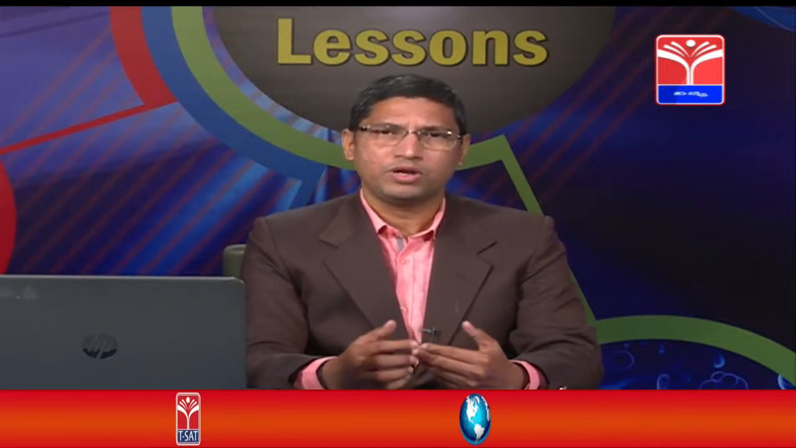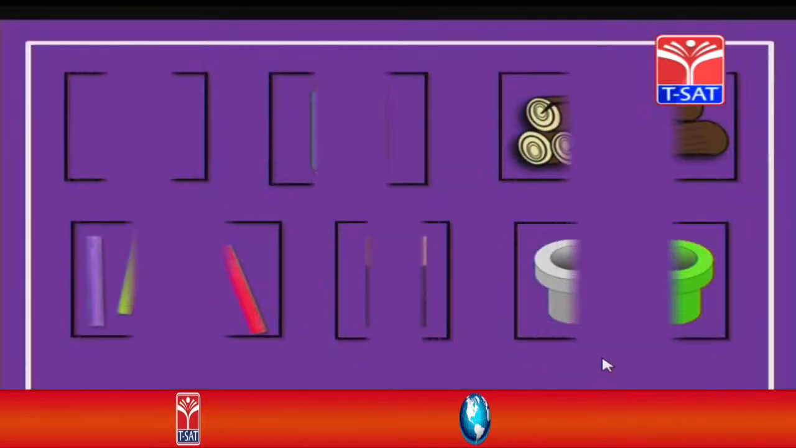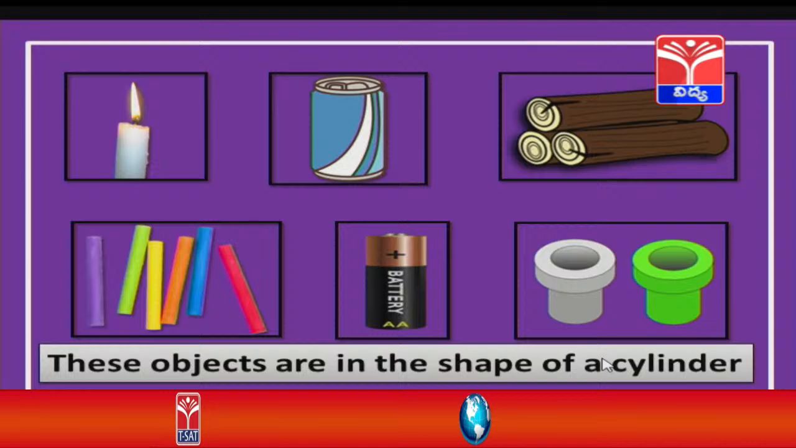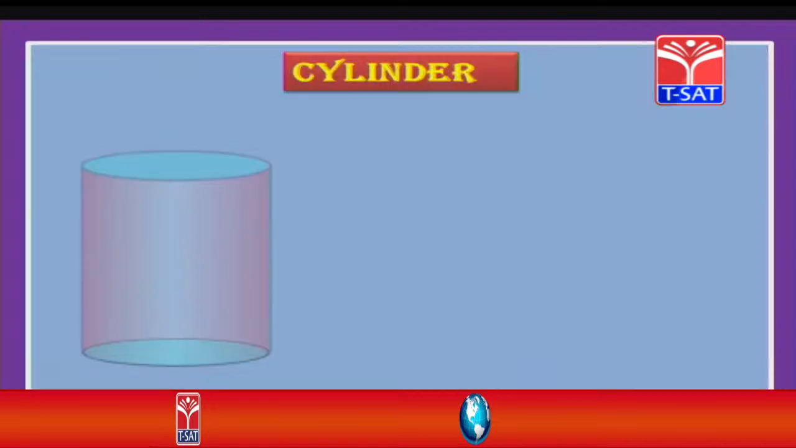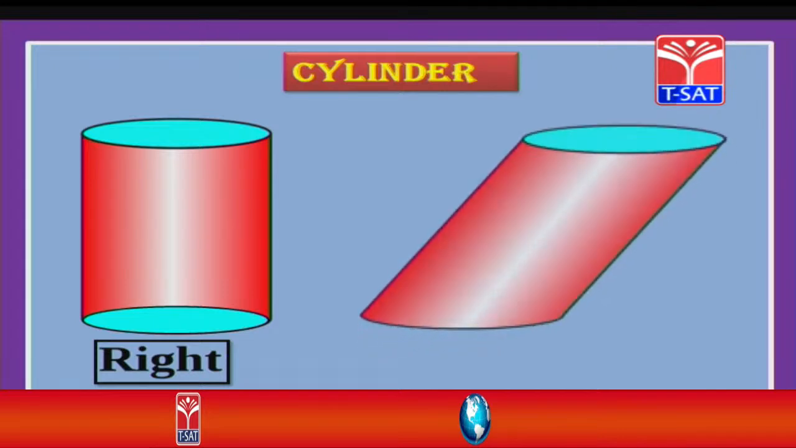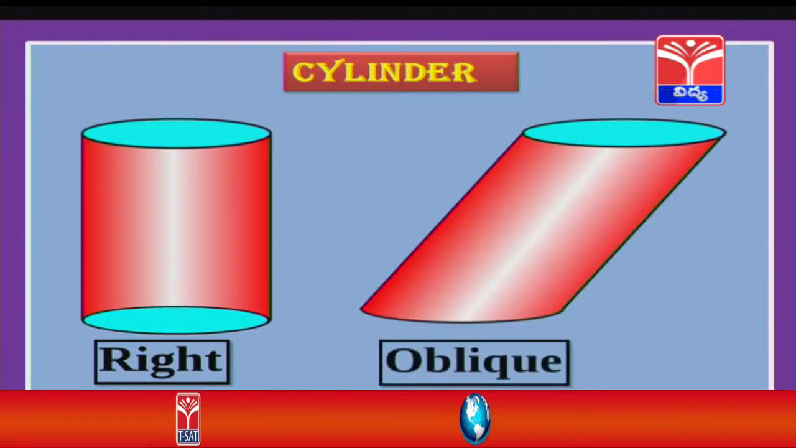We will move on to our next figure, that is a cylinder. Let us find out the total surface area and volume of a cylinder. Children, can you identify the shapes of these objects shown on your screen? Yes, you are right. These objects are all in the shape of a cylinder. Now, in cylinders, you have a right circular cylinder and an oblique cylinder. Let us see what these two types are.